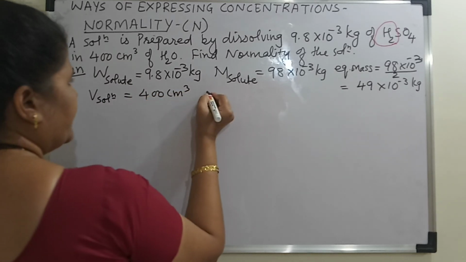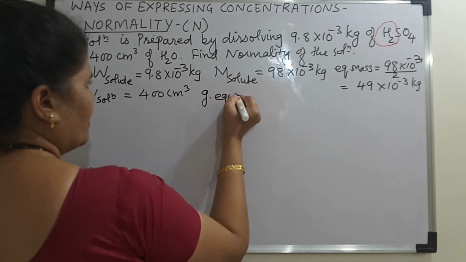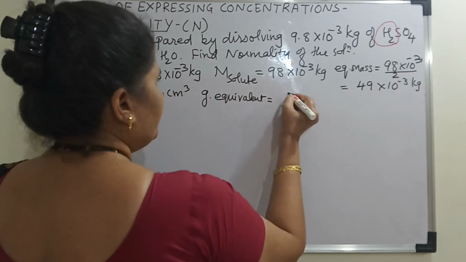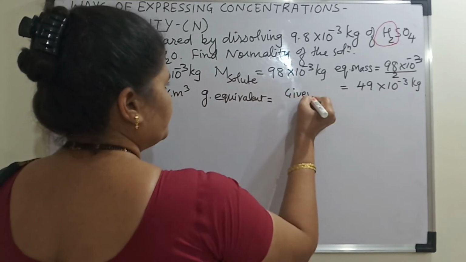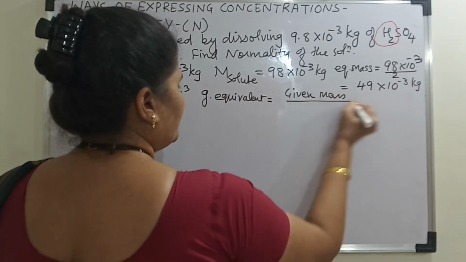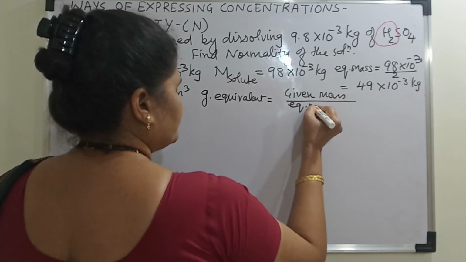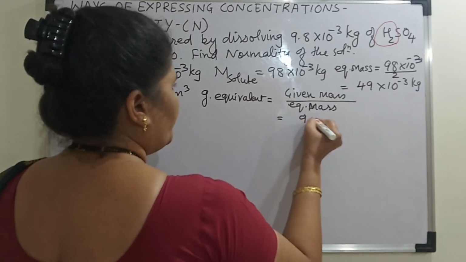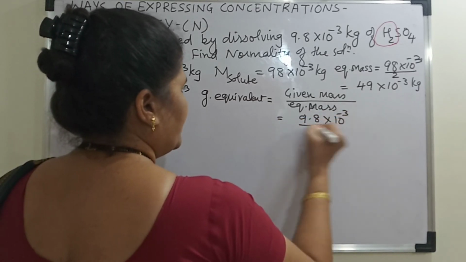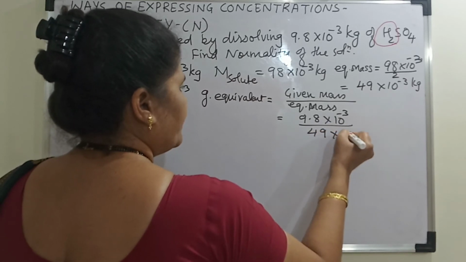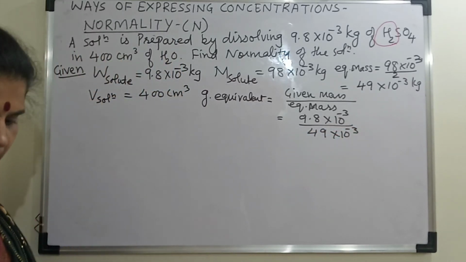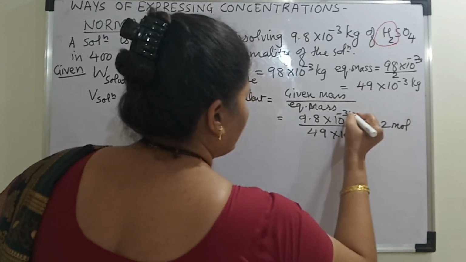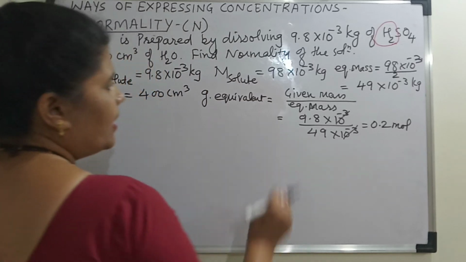And I can calculate the gram equivalents now. Gram equivalent is equal to the given mass upon equivalent mass. So this is equal to 9.8 into 10 raised to minus 3 upon 49 into 10 raised to minus 3. This and this will get cancelled, so it will be 0.2 mole.